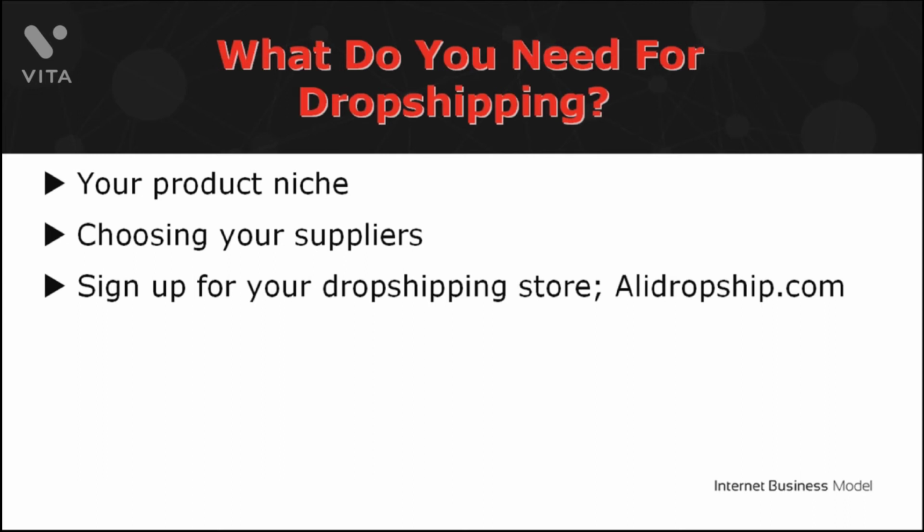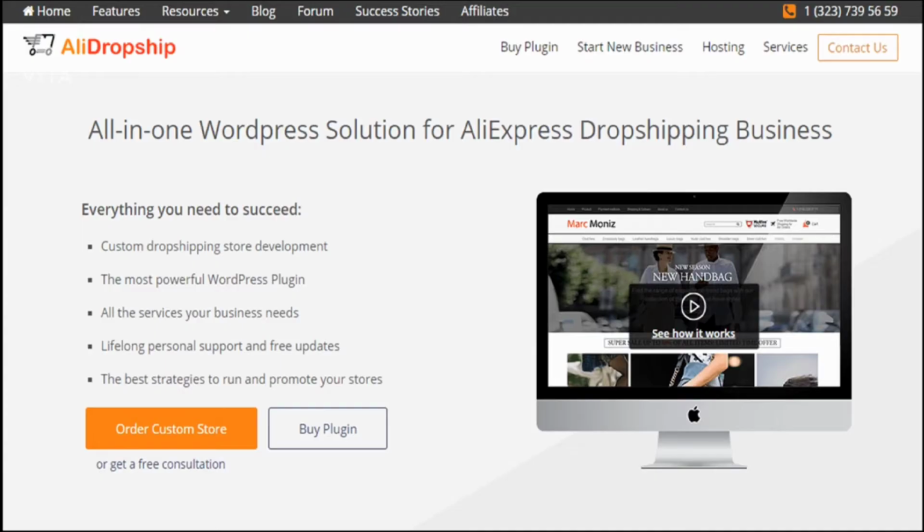Product niches. Every successful business must have their own niche. 2. Choosing your supplier. Prepare a list of your own chosen suppliers. 3. Sign up for your dropshipping store using one of the most popular dropship hubs, AliDropship.com. Create an account on AliDropship.com to personalize your own dropshipping web store.